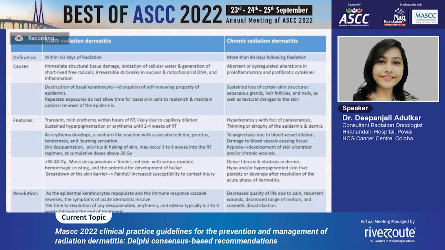The features we see are faint or mild erythema, which occurs within hours of radiation, basically because of capillary dilatation. Sustained hyperpigmentation or erythema occurs until 2 to 4 weeks. As the erythema develops, it is associated with edema, pruritus, and tenderness. Then comes dry desquamation, which is generally 3 to 6 weeks into RT. And above 40 gray, we see moist desquamation, wherein there is serous exudate, tenderness, redness, hemorrhaging, crusting, and the potential for development of bullae.